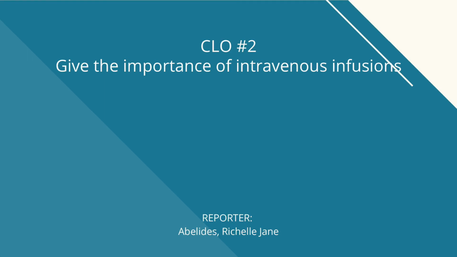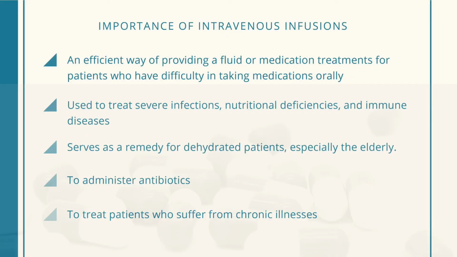CLO number 2. Give the importance of intravenous infusions. First, it is an efficient way of providing fluid or medication treatments for patients who have difficulty in taking medications orally. It is used to treat severe infections, nutritional deficiencies, and immune diseases. It also serves as a remedy for dehydrated patients, most especially the elderly. It is for administering antibiotics and for treating patients who suffer from chronic illnesses.